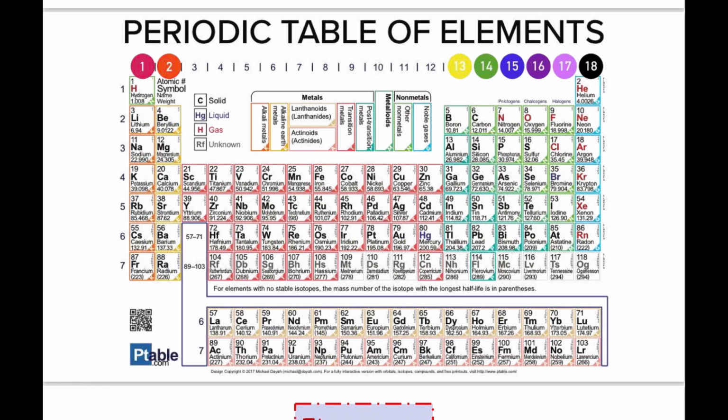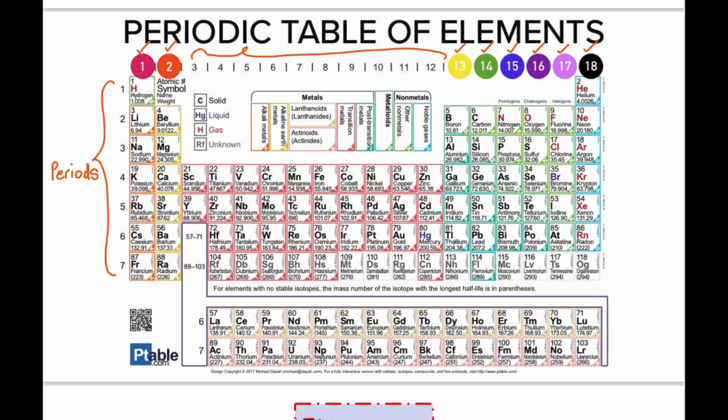This is the periodic table of elements. We have horizontal rows consisting of 7 periods, and vertical columns consisting of 18 groups, namely alkali metals, alkaline earth metals, transition elements for group 3 to group 12, and then we have group 13, group 14, group 15 or pnictogens, group 16 chalcogens, group 17 halogens, and group 18 noble gases.